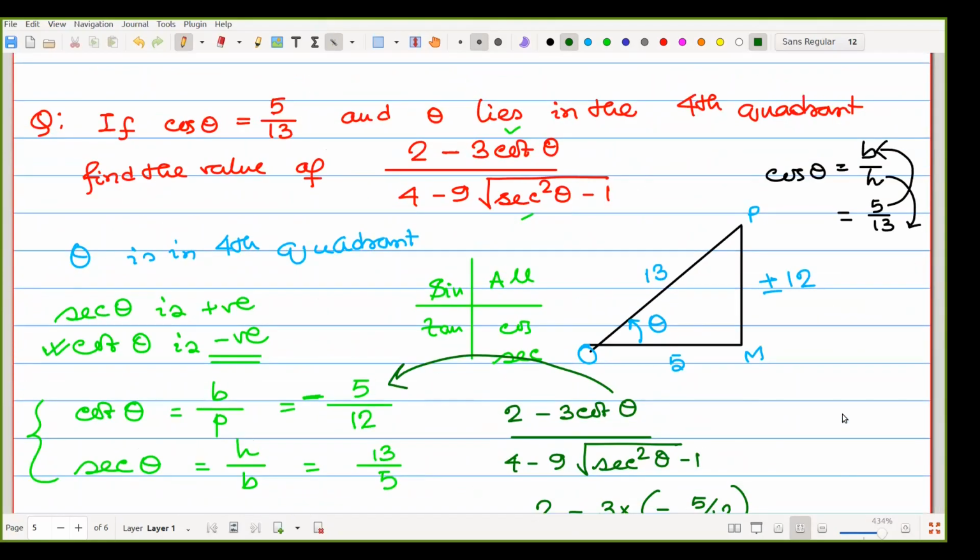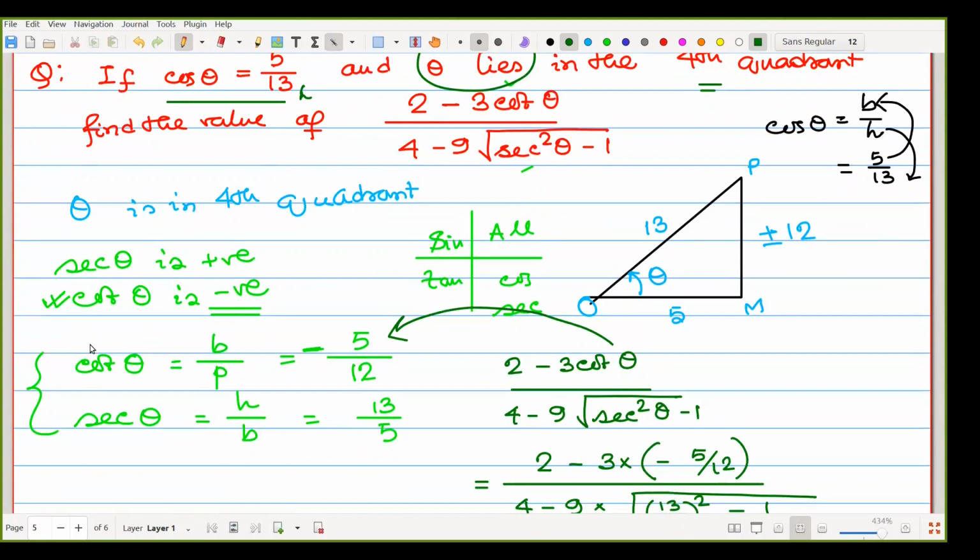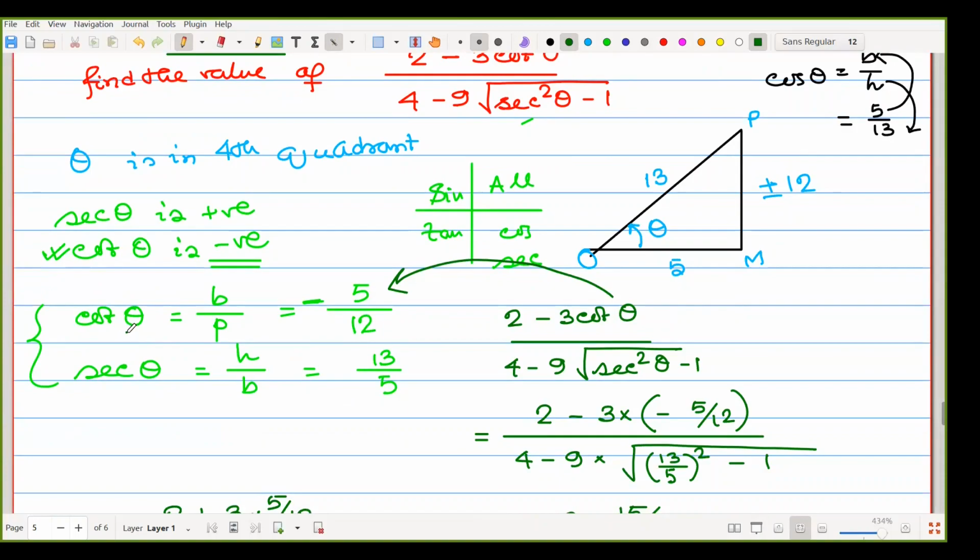But you have to remember only the cos theta has been given. So according to that, we find the base and the hypotenuse, and then as theta lies in the fourth quadrant, we have to remember in the fourth quadrant which t functions are positive, which t functions are negative. As cot theta is negative, we are using the minus. Sec theta or cos theta is positive, so we are using the positive value. Then just put the values and find the complete answer.